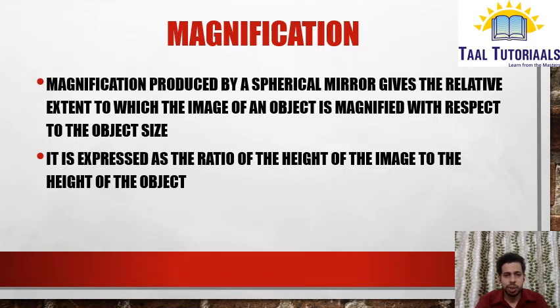So if we take the ratio, if the numerator is smaller when compared to the denominator, then the value will come less than 1, right? Then we can say the magnification is less than 1. So magnification less than 1 means the image size is decreased.